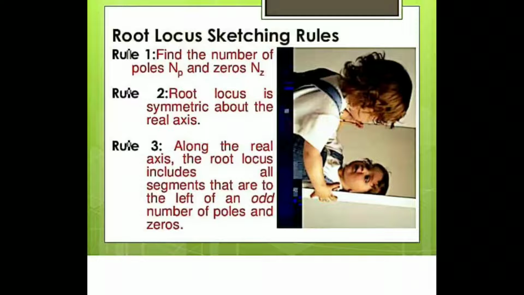First of all, we need to find out the number of poles and the number of zeros. Then we have to find out the symmetry about the real axis, whether there are two complex conjugate roots. For example, 2 plus 3j and 2 minus 3j are a complex conjugate pair, then there is symmetry about the real axis, which we have to find out in the second rule. Then we have to find out which segments are part of the root locus and which segments are not. That depends on this: if there is an odd number of roots to the right of the end point of a segment, then that segment is part of the root locus.